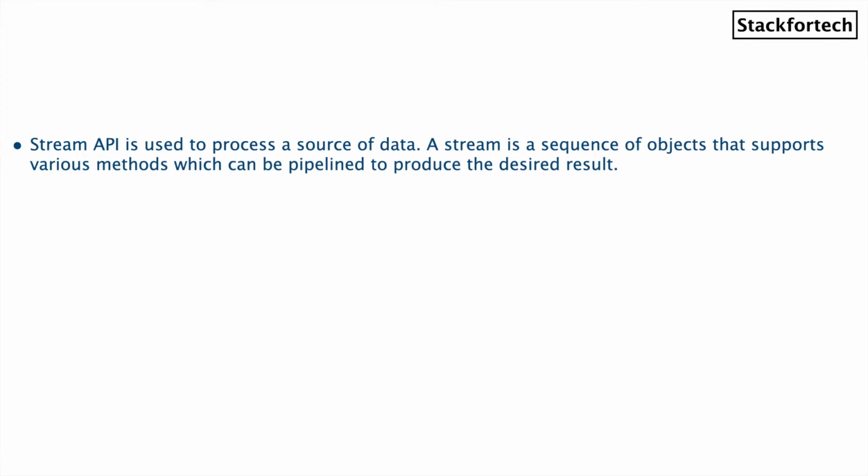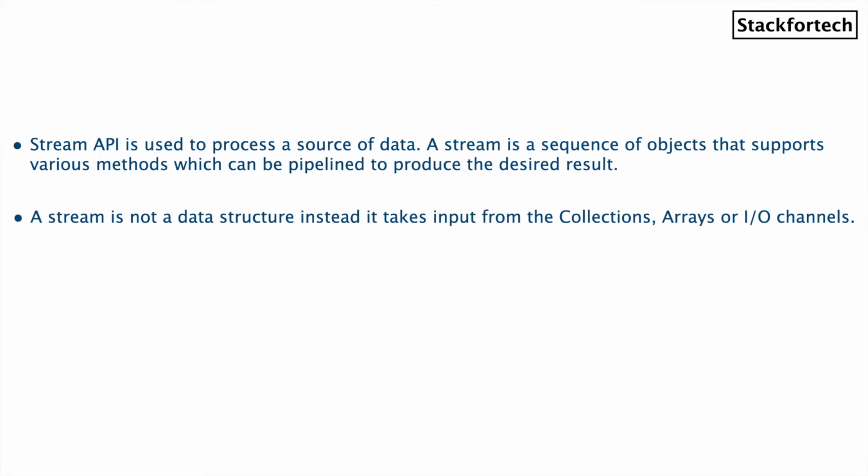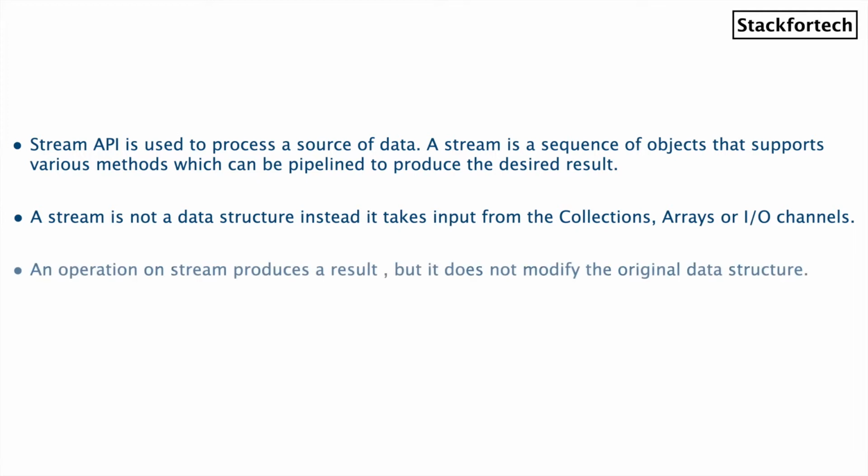the desired result. We should not get confused between a stream and a data structure, because a data structure is something which stores data, and a stream is basically what takes input from that collection or data structure. An operation on a stream produces a result, but it does not modify the original source of data. So whatever stream we take out of any collection, it is working on a copy of that collection. It does not modify the original source of data.